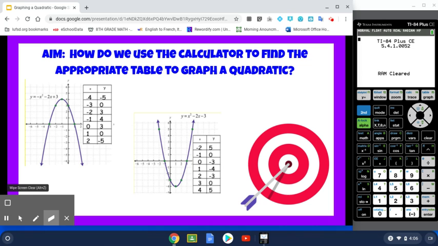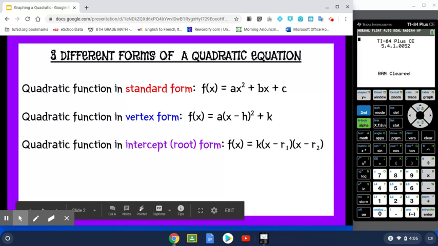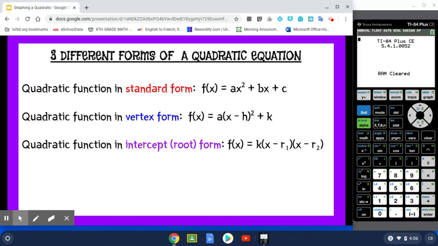So just remember, when you are graphing a quadratic, you can be given it in 3 different forms. The first one is standard form, which you guys remember from solving a quadratic using the quadratic formula. The vertex form, you might kind of see it, it's a little bit like completing the square, which it is. That's where it's derived from. And your intercept or root form is just the form in which you see your factors. Now remember, we did set equal to 0, factor, solve, and those answers we got were really our roots.